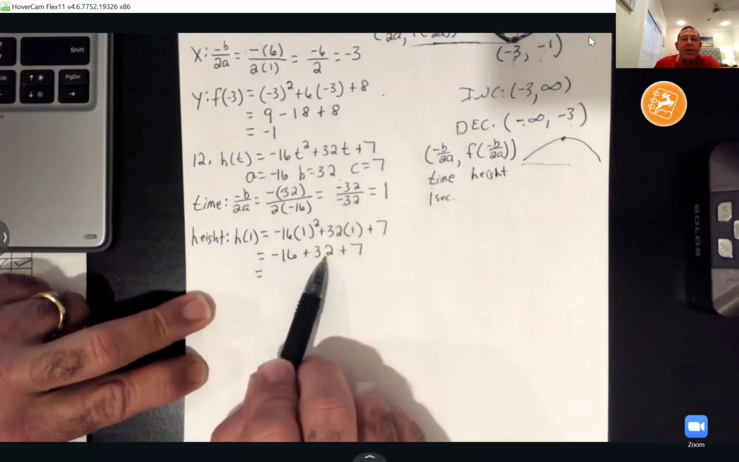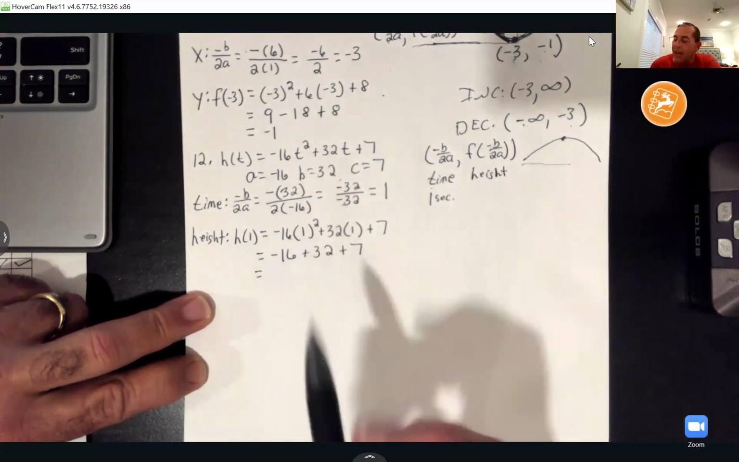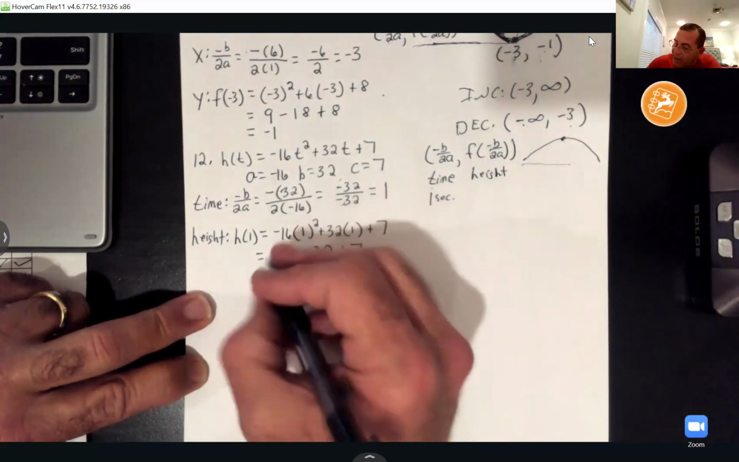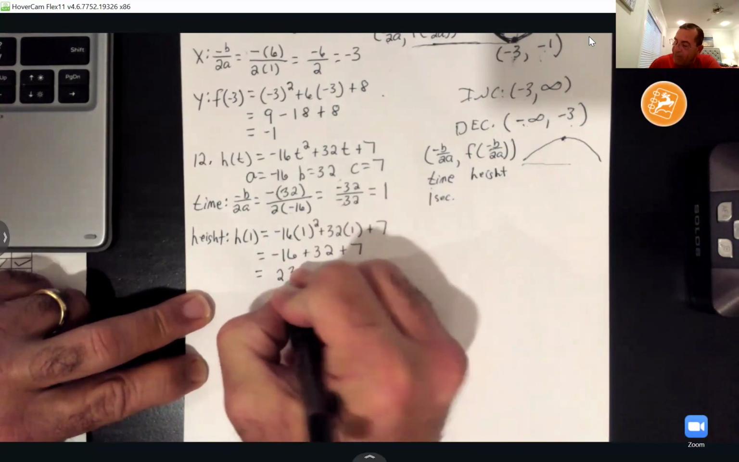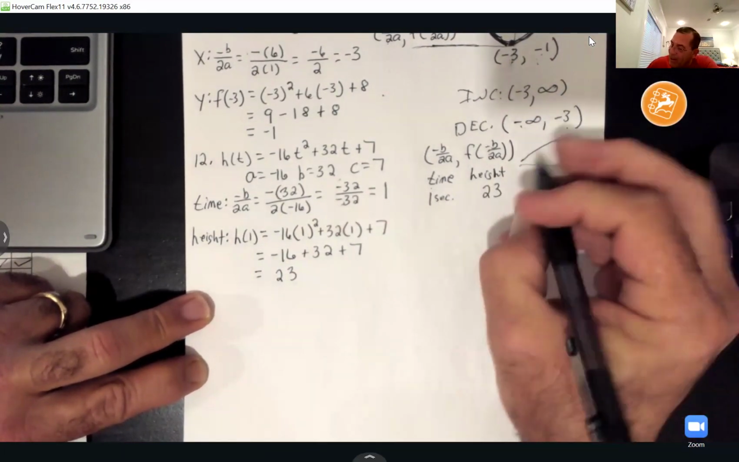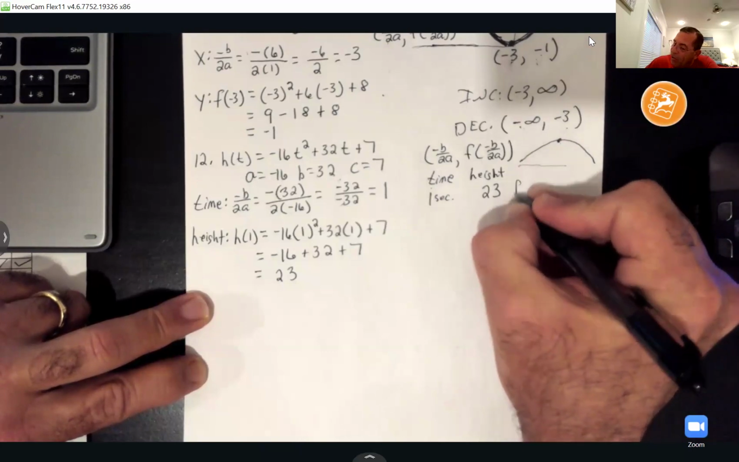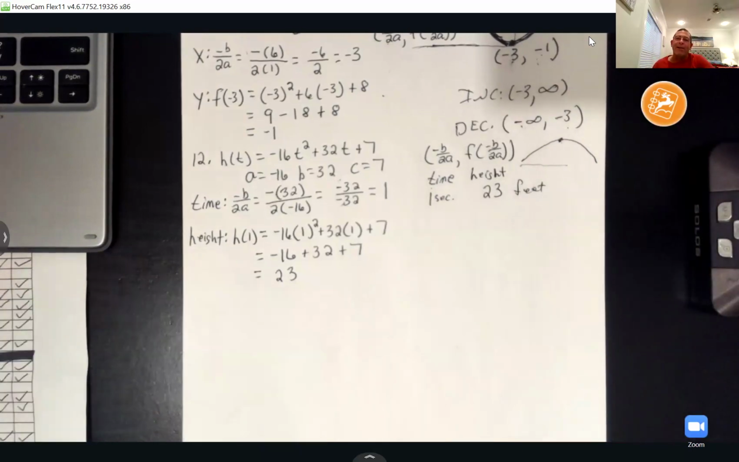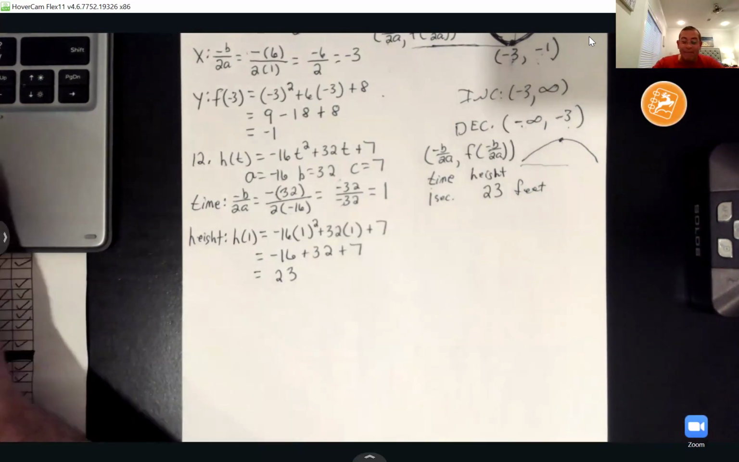Negative 16 and 32 give me 16. And 16 plus 7 is, what's that? 23. Oh, so my rocket only went 23 feet in the air. So 1 second, 23 feet. So I had a dud, okay?